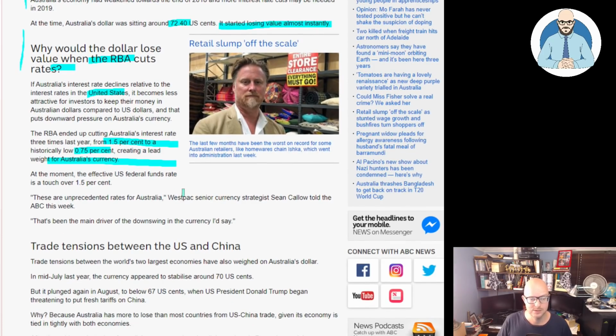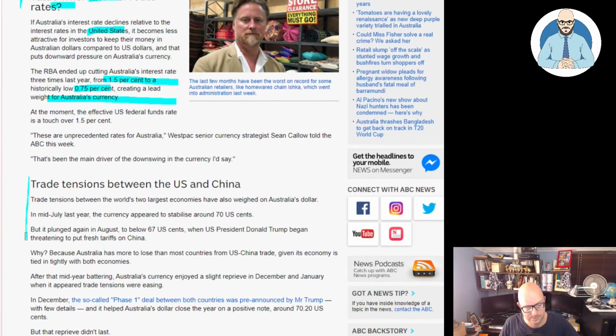At the moment, the effective US federal funds rate is a touch over 1.5. These are unprecedented rates for Australia, Westpac senior currency strategist Sean Callaway told the ABC this week. That's been the main driver of the downsizing in the currency, I'd say.